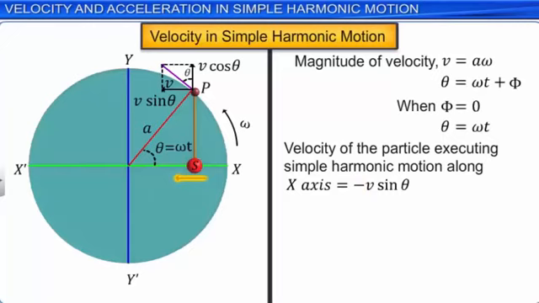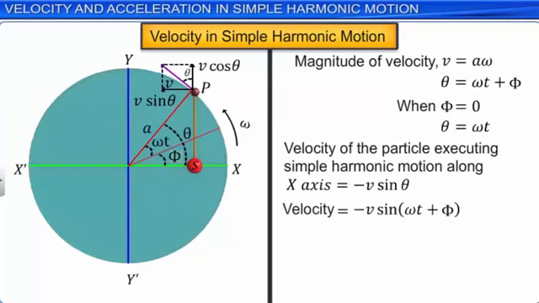If the particle has an initial phase phi, the velocity of simple harmonic motion can be written as minus v sin(omega t plus phi), or minus a omega sin(omega t plus phi).